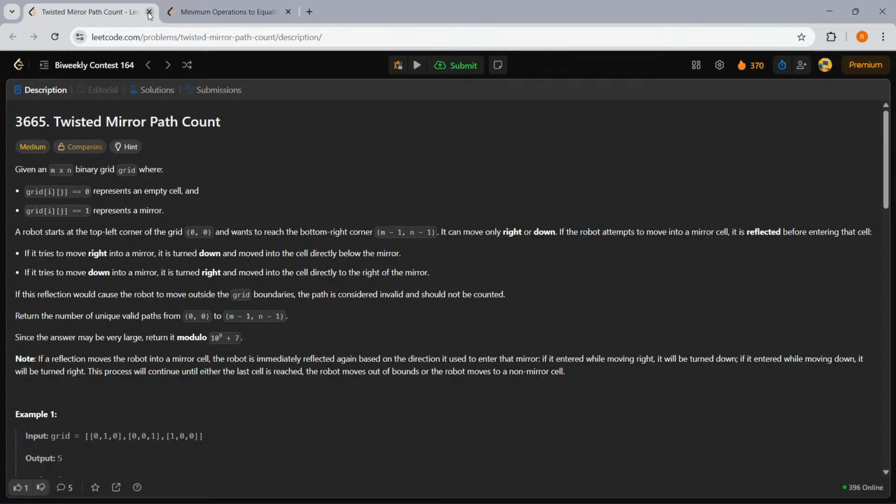Twisted mirror path count. Given an m cross n binary grid, where grid ij equal to 0 represents an empty cell and ij equal to 1 represents a mirror. A robot starts at the top left of the grid.